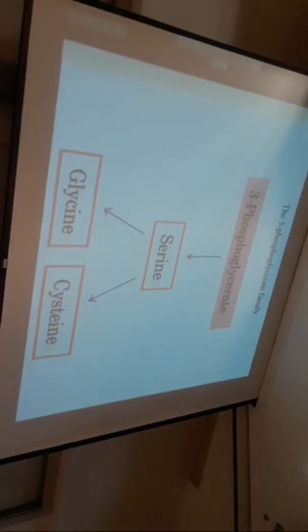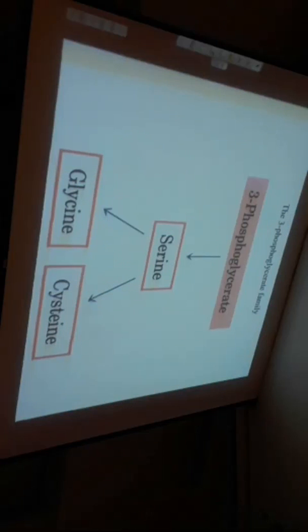We started talking about the synthesis of non-essential amino acids last time. I told you that they can be grouped into families based on the precursor molecules that they use to synthesize these amino acids. And we already discussed the synthesis of serine and glycine from 3-phosphoglycerate, an intermediate of the glycolytic pathway. And we saw that for the conversion of serine to glycine, we need this interesting cofactor tetrahydrofolate.